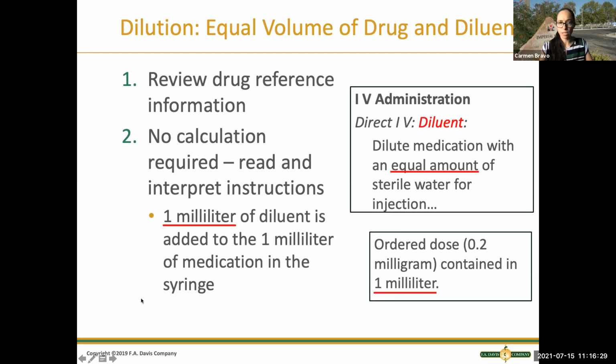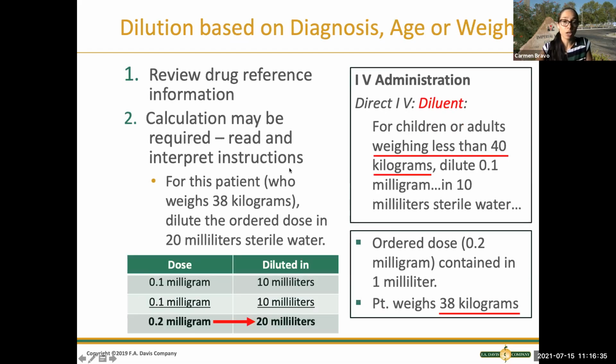Okay, so that's basically what it is. You don't need to do calculation for that as well. And then we have the dilution based on diagnosis, age, or weight. It will tell you there in the literature if for children or adults that weigh less than, in this case, 40 kilograms, it's telling you to dilute 0.1 milligram in 10 milliliters of sterile water. So you might need to calculate that.